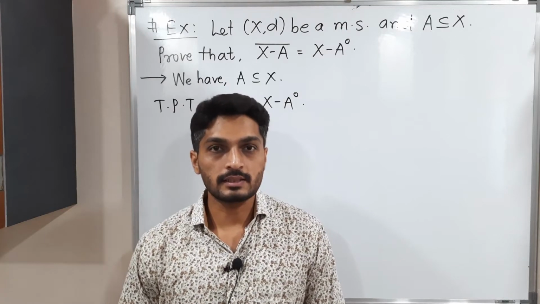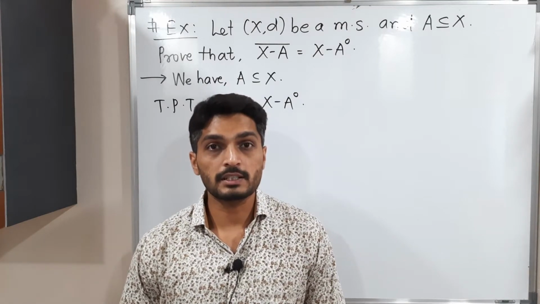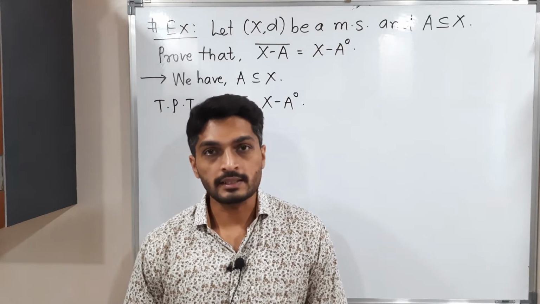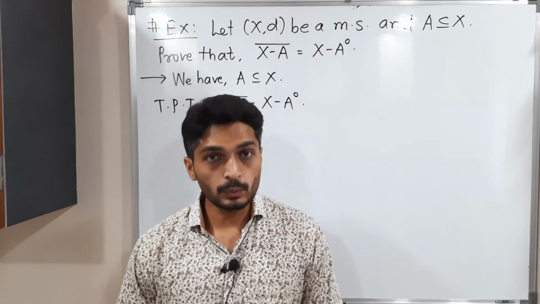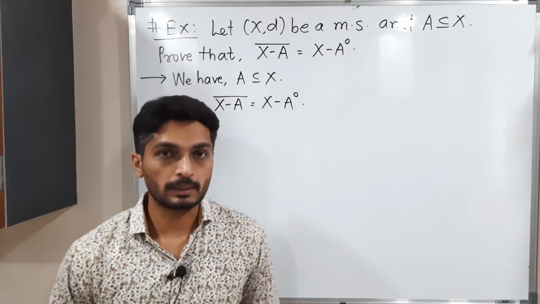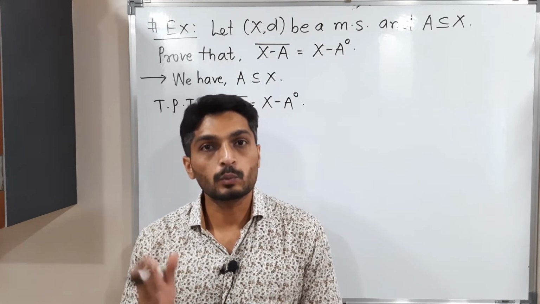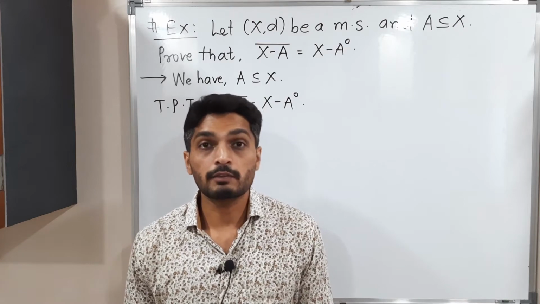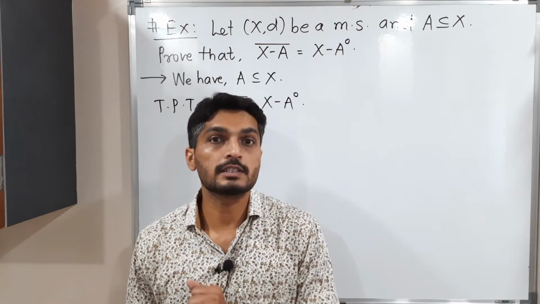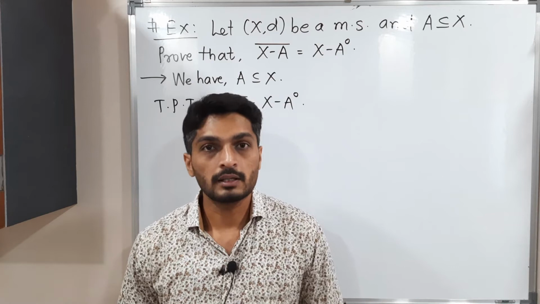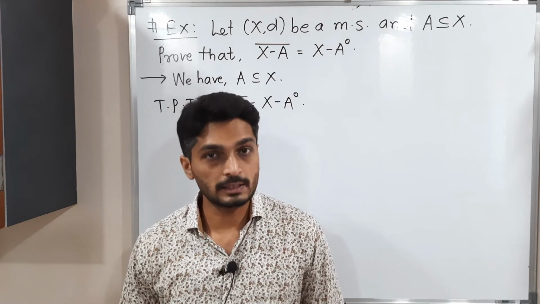Let us discuss this example. In this example, we have a metric space (X, d) and A is any subset of X. We have to prove that these two sets are equal. Generally, how do we prove two sets are equal? We prove that one set is a subset of the other. After that, we prove that the second set is a subset of the first set, and then we say both of them are equal. So I'm going to use the same technique here.